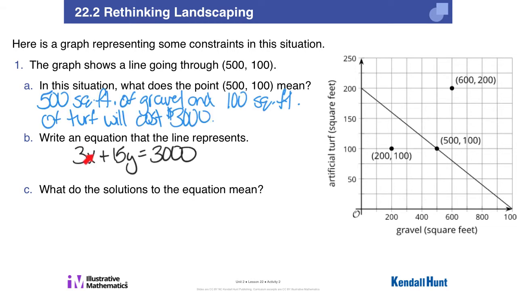In the equation here, we just need to be careful that x is the gravel at $3 per square foot. That's because the gravel is on the x-axis over here on the graph. And 15 is times y, the $15 per square foot of turf, because turf is on the y-axis on our graph. And we're still spending $3,000. The solutions are going to be any point along this line that makes the equation true. So any combination of square feet of gravel and square feet of turf that add up to $3,000.